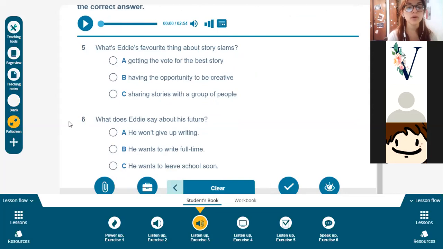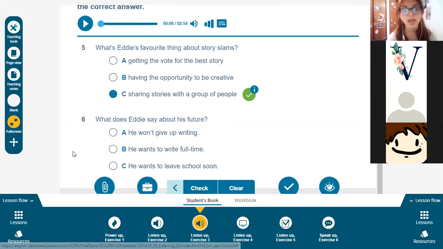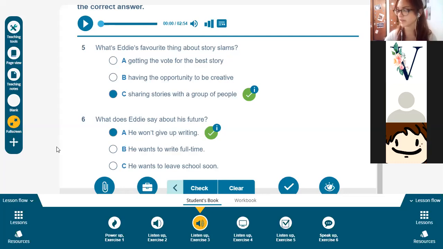Number 5. What's Eddie's favorite thing about story slams? Sharing stories with a group of people. Very good. And what about the future? What about number 6? That he won't give up writing. Good. He says he doesn't want to do it full time and he doesn't know what to do after school. Yes. Very good. You did very well.